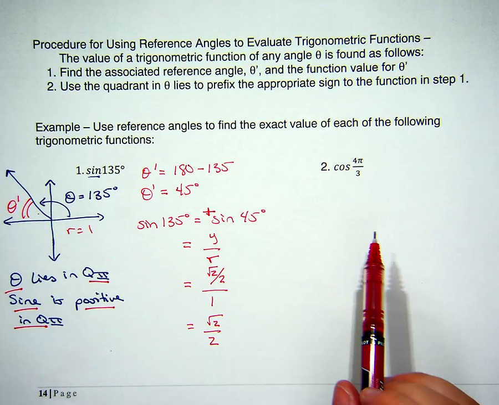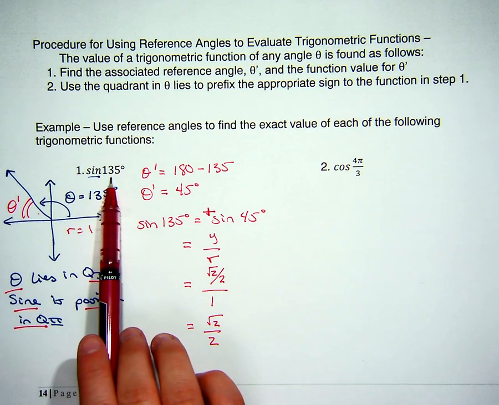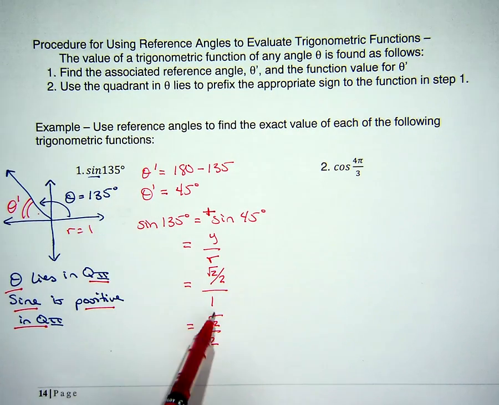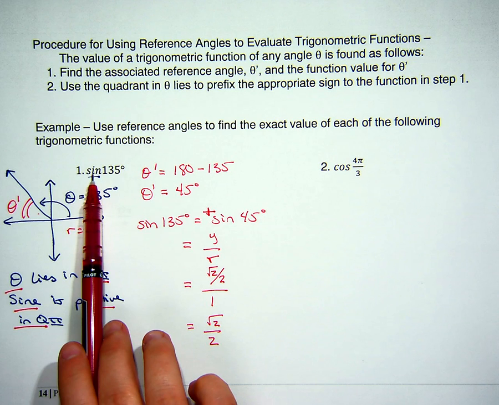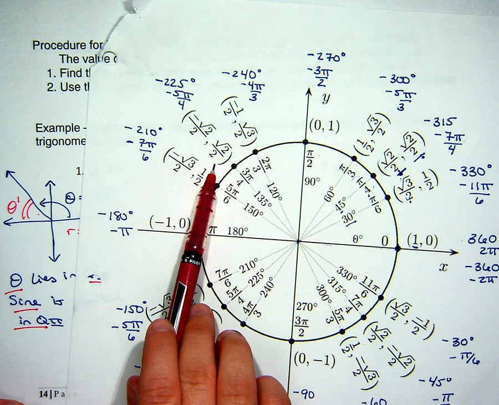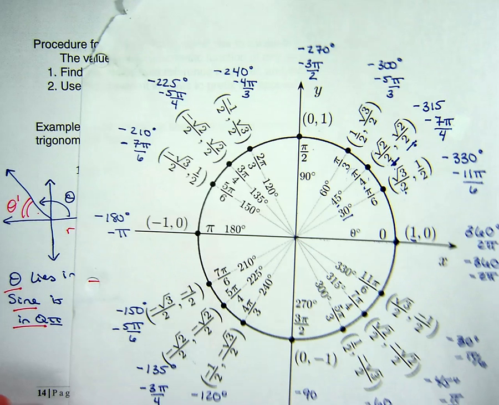Alright, notice again, I could have gotten the original value of this function, sine 135, by simply looking at 135 degrees and going to y. Now the reason that we use reference angles is because sometimes the values that we're looking at are not necessarily on the unit circle. Let's look at another one.